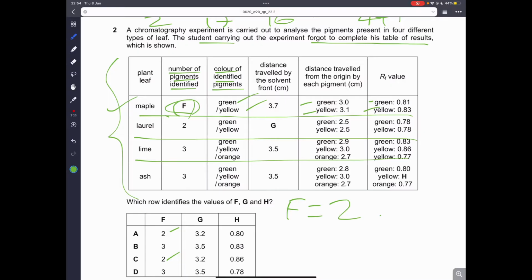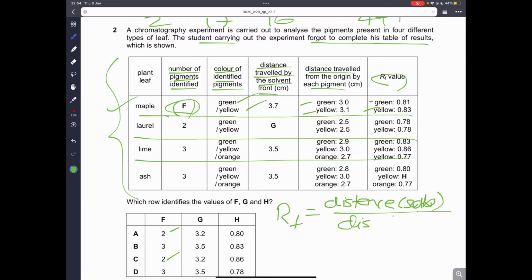Let's look at G. G is under the column of distance traveled by the solvent front. We don't know the distance traveled by the solvent. However, we do know its RF value and the distance traveled by the pigment or the substance. Remember, the RF value is the ratio of the distance traveled by the substance over the distance traveled by the solvent. So we can find the distance traveled by the solvent by rearranging the equation.